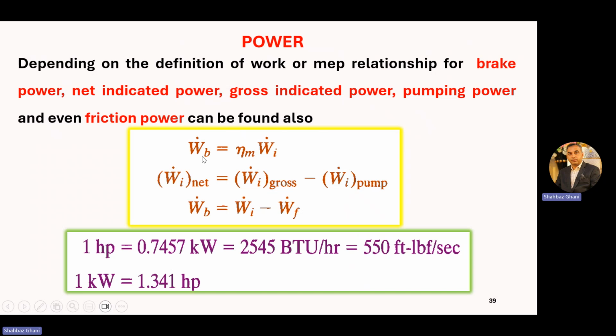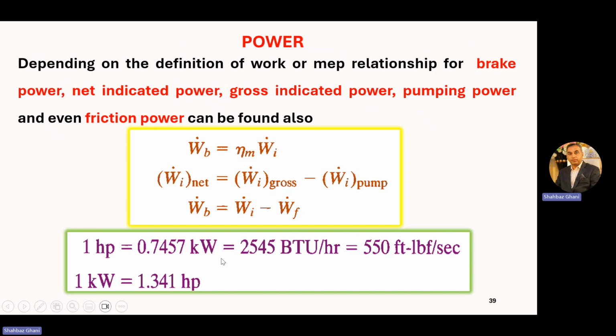So the brake power is equal to mechanical efficiency into indicated power. Indicated power net is equal to indicated power gross minus indicated power pump. So brake power is equal to indicated power minus friction power.